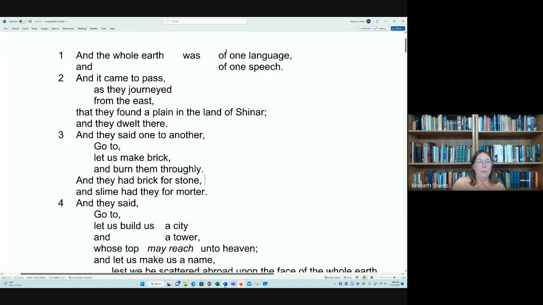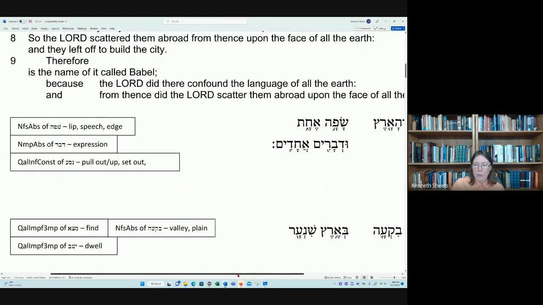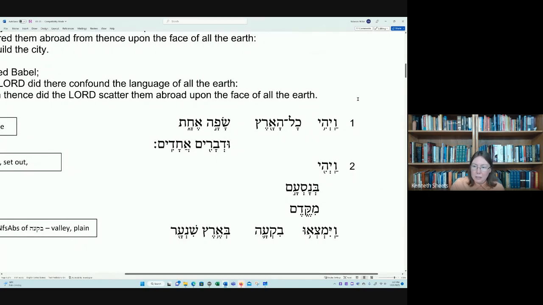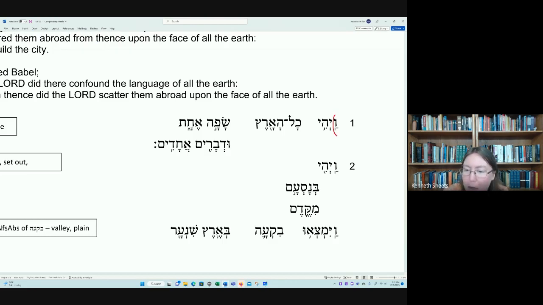So, and the whole earth was of one language and of one speech. So, taking a look at that particular verse, and let's come on down here. So, this is that verse. Wayehi kol haaretz safa echad udevarim achadim. So you can see right there as we go through this, Wayehi, you have seen that particular construction before. Vav with the patach back followed by a dagesh forte. There's our vav consecutive.